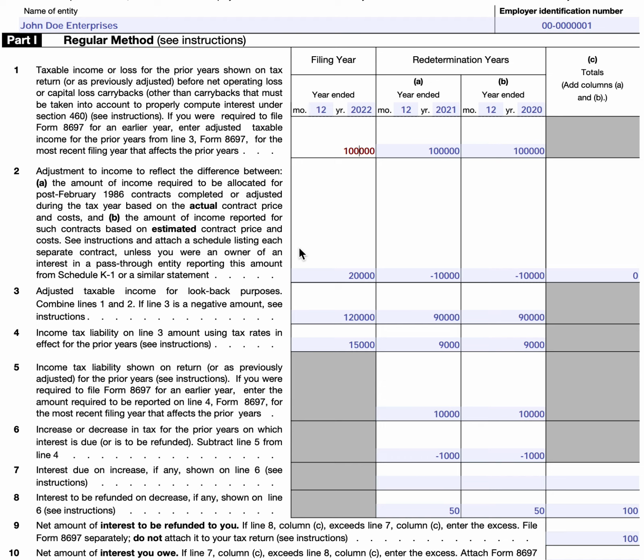So in this case, we ended up basically just inputting a number that showed the contract costs increased by $20,000, but it was actually a decrease in the prior tax years. So it's a net result of 0 because a lot of this work got pushed into 2022 that was expected to be done in 2021 and 2020. So in line 3, we combine those lines, and we end up with 120,000, 90,000, and 90,000.